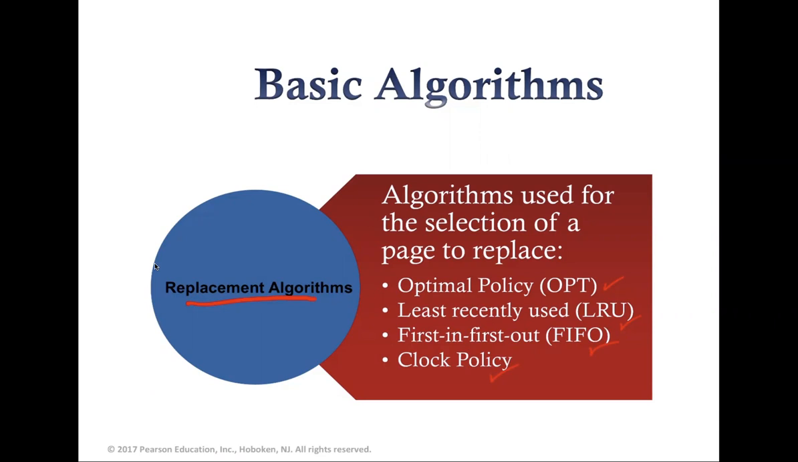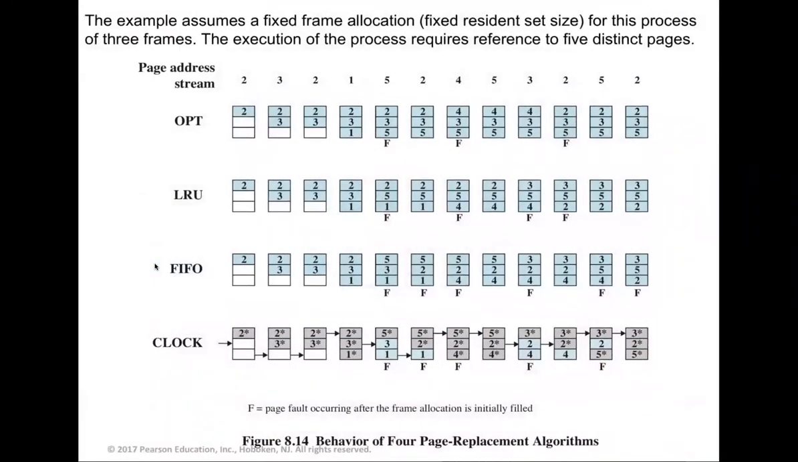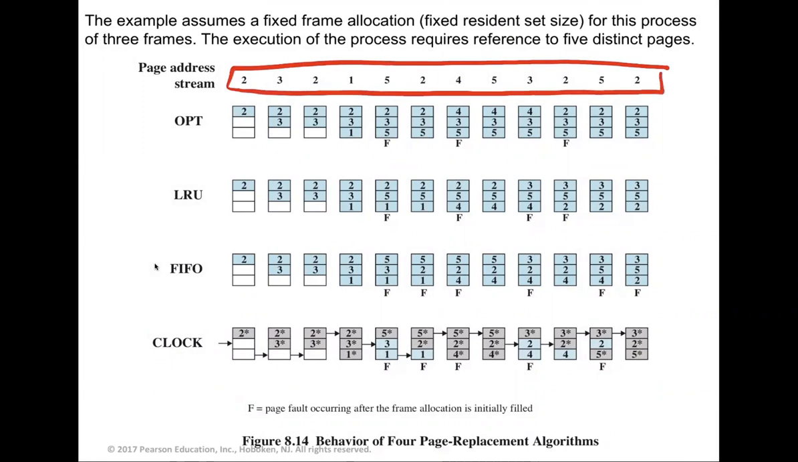If we look at the following example, it shows different outcomes for the same page address stream. Given the same page address stream, and the stream is in order, like we have first page 2, followed by page 3, followed by page number 2, page number 1, and keep going, we can see that we have different outcomes for the 4 different replacement strategies. This is with the assumption that we have fixed frame allocation as well as fixed resident set size, and this process has 3 frames.